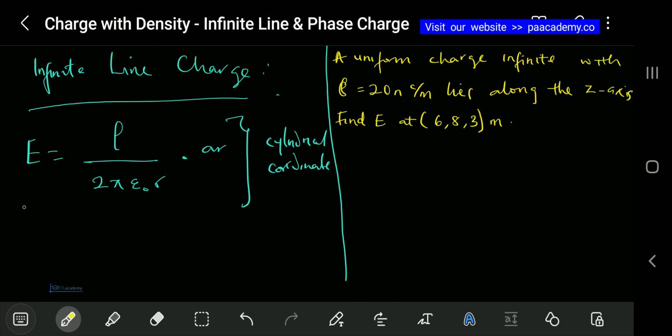Now we just want to look at one example using this formula. So this is the example here. It says a uniform infinite line charge with the charge density of 20 nanocoulombs per meter, sorry, coulombs per meter, not centimeter per meter, lies along the z-axis. We are asked to find E at this point.